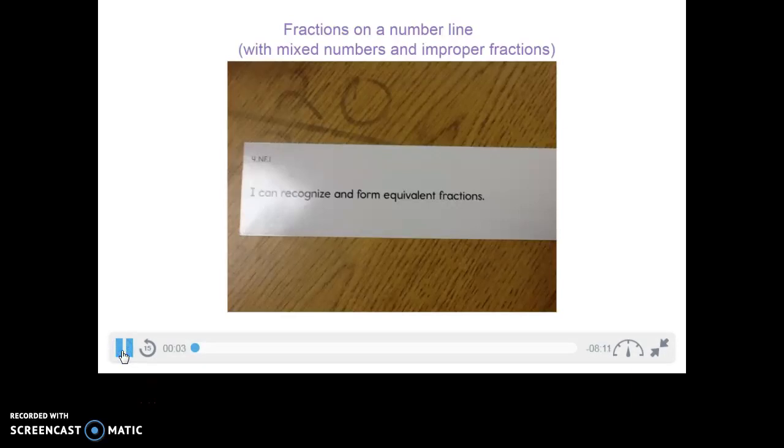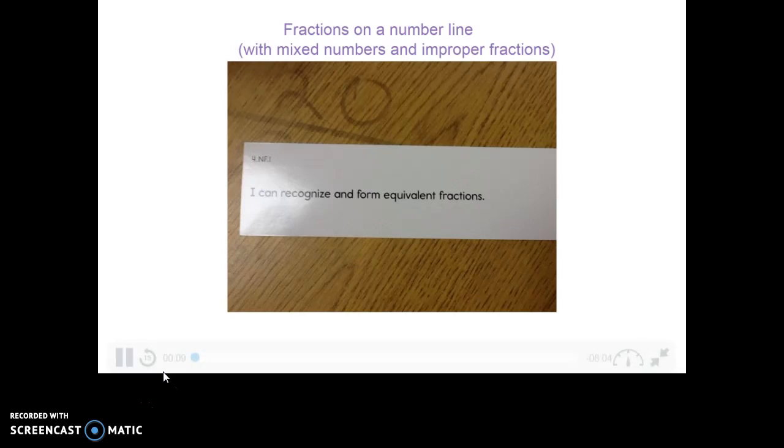Students, welcome to your Flip Math lesson. Today we are going to be working on fractions on a number line with mixed numbers and improper fractions.